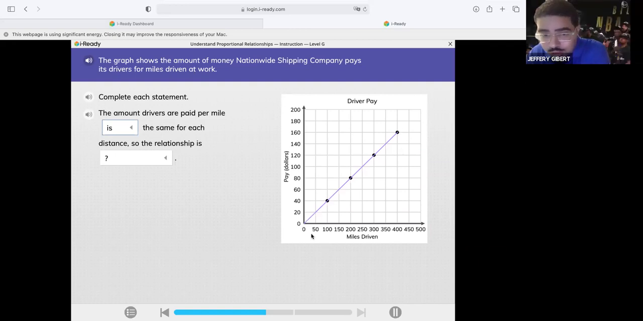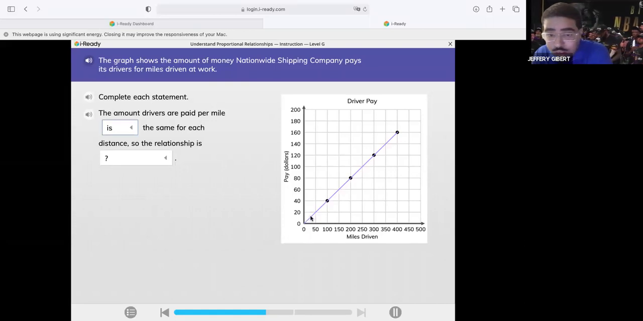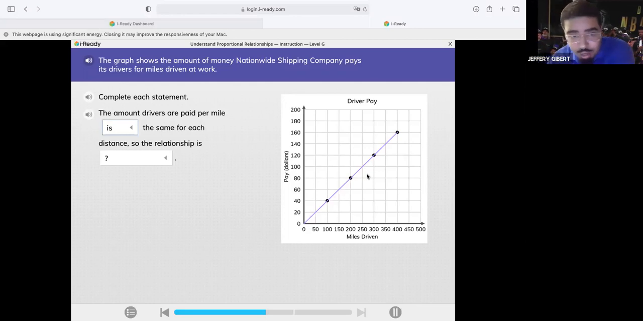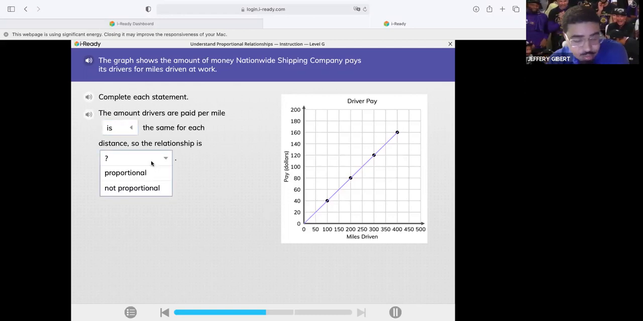So even if this didn't have any numbers down here or anything, we could still know it's the same just because it's a straight line that goes through the origin. So you all have to remember that. Proportional is straight line that goes through the origin. So you'll save a lot of time if you know that definition. So since it is a straight line and goes through the origin and the prices are the same, is it proportional or not proportional? Proportional. All right.